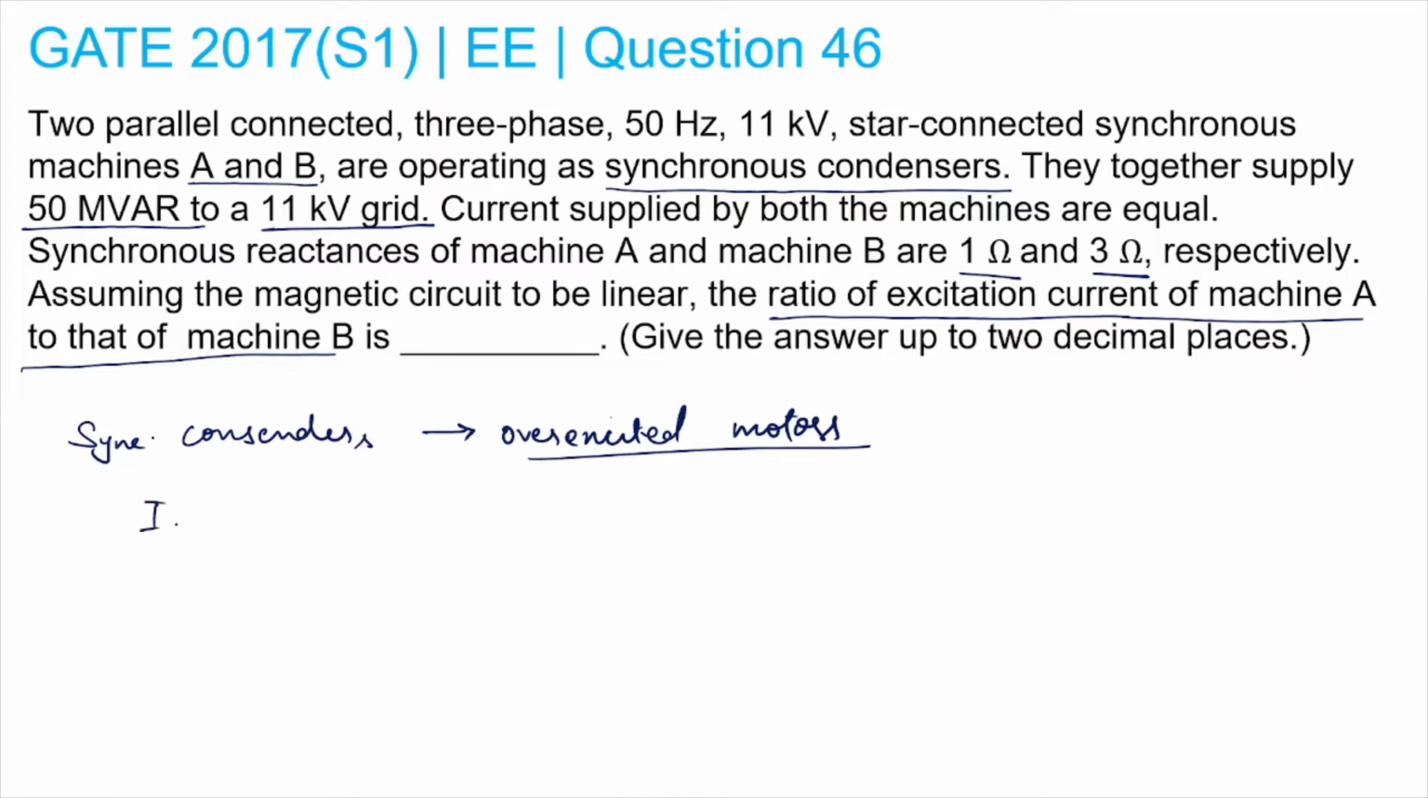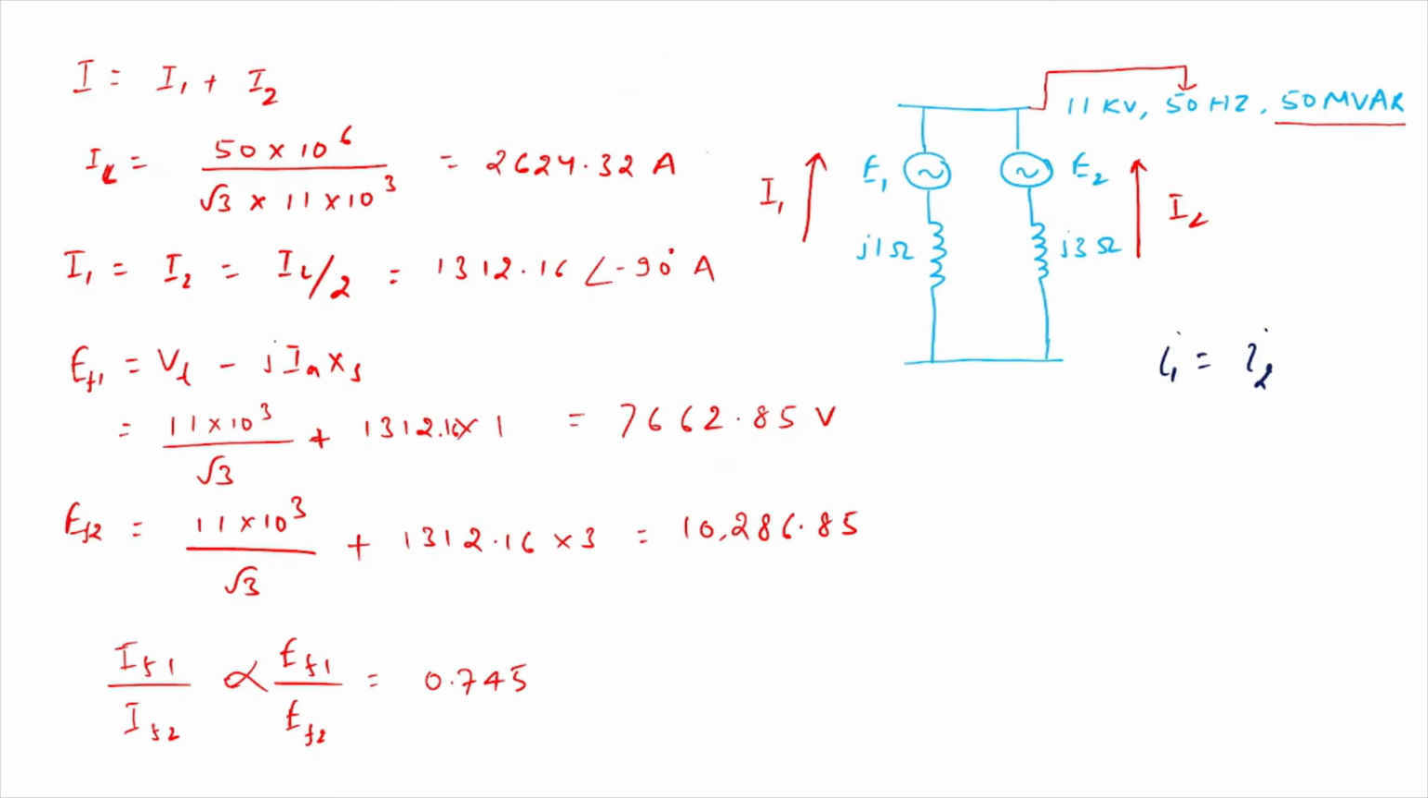We have to calculate the ratio of excitation current of machine A to machine B. Means we are asked to find the excitation current ratio, which would be proportional to EFA by EFB. If we find EFA and EFB, the ratio of both would give us the answer. So let us see how to approach this kind of problem.